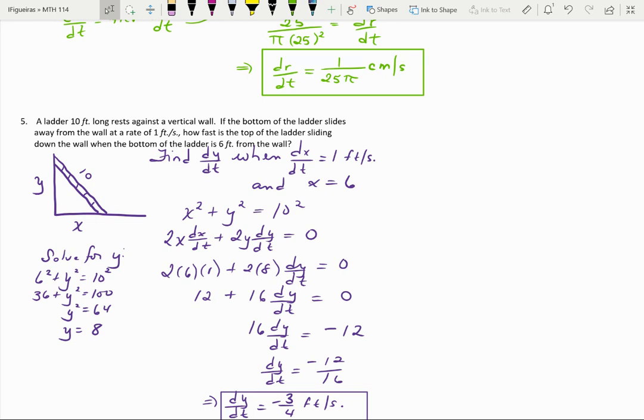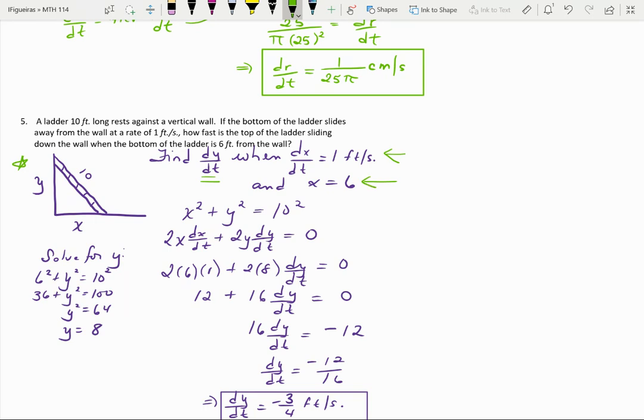It's asking us to find dy/dt when dx/dt is 1 foot per second. Now, that comes from the picture I drew here. You really could use any variables you want. If I'm calling the vertical side of the wall y and the horizontal side x, it's asking how fast is the top of the ladder sliding? Well, that's dy/dt. And it says that the bottom of the ladder is sliding at a rate of 1 foot per second. Well, that's dx/dt. And we want to know what's dy/dt exactly when the ladder is exactly 6 feet away from the wall. So that's when x is equal to 6.